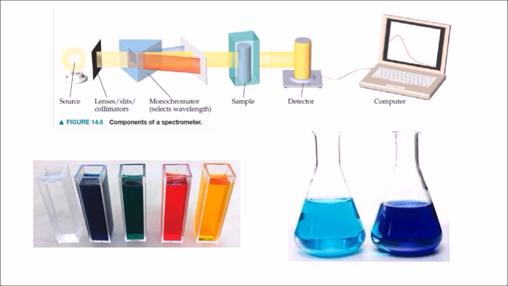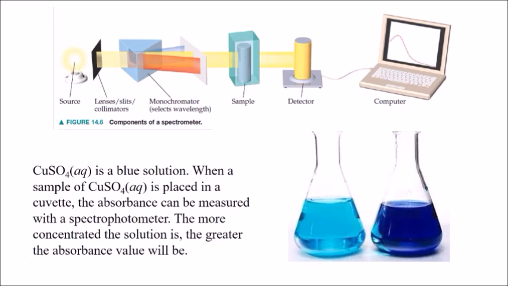And the darker the solution is, the greater the absorbance value will be. So you can use spectrophotometry to calculate the concentration of solutions that absorb visible light. So this copper sulfate is a blue solution. When a sample of copper sulfate is placed in a cuvette, the absorbance can be measured with a spectrophotometer. And the more concentrated the solution is, the greater the absorbance value will be.